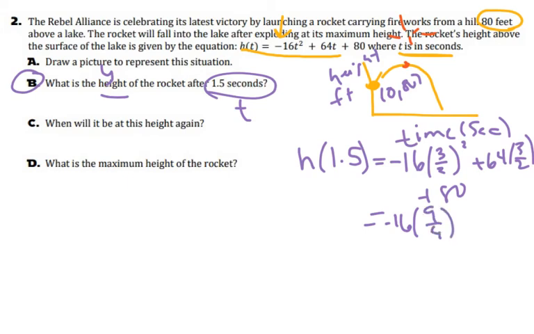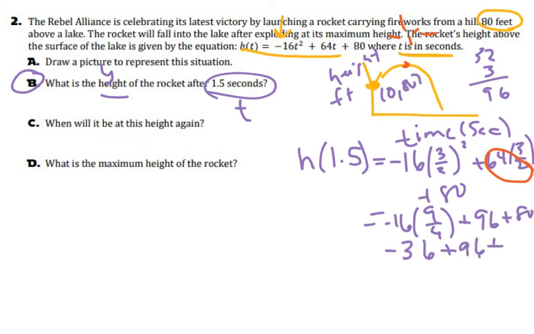64 over 2. So I can simplify this. Half of 64 is 32. 32 times 3 is going to be 96. So plus 96 plus 80. Negative 16 divided by 4 is negative 4. Negative 4 times 9 is 36. So negative 36 plus 96 plus 80. That's going to give me 140.